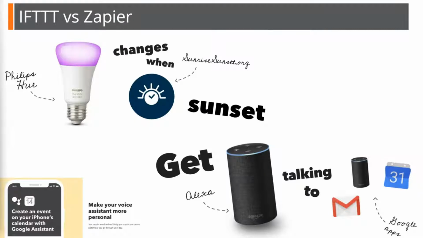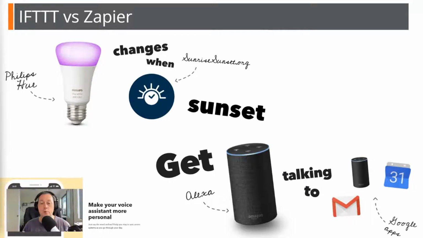Now you can see here it's highlighting things like home automation. So you've got the Philips Hue changes when it detects sunrise or sunset. And then there's Amazon Alexa talking to your Google Mail and your calendar. And then we've got a little bit at the bottom that says making your voice assistant more personal. They're talking about putting events on your iPhone based on stuff that's coming out from Google Assistant. So as you can see clearly, IFTTT is very, very focused on the personal audience space.